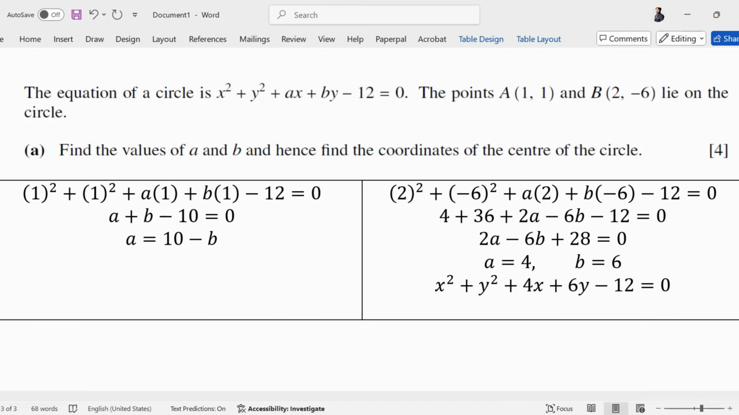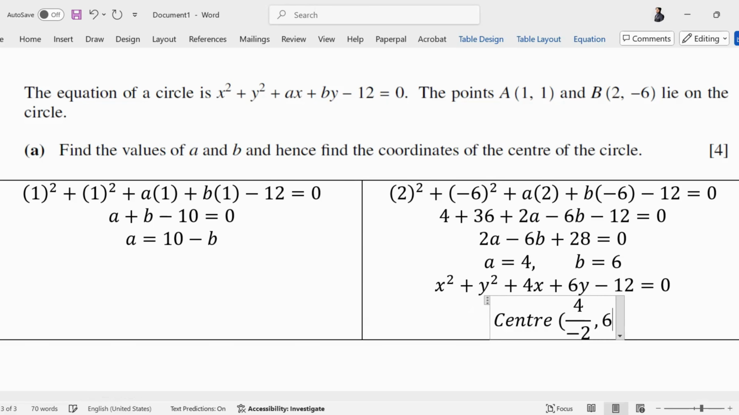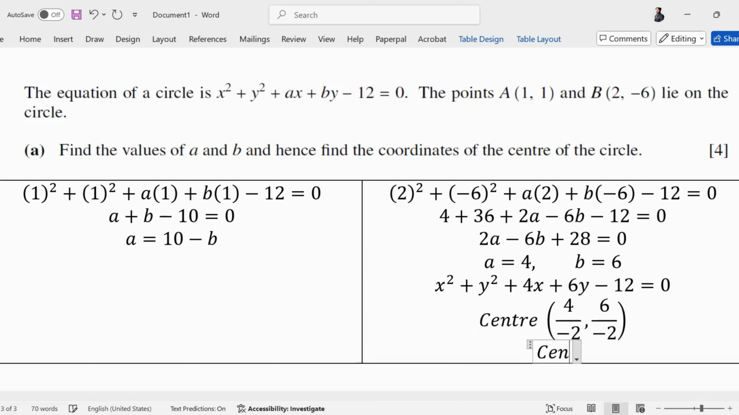If it is in expanded form and you want to find the center, take the coefficient of x and divide by minus 2. Take the coefficient of y and divide it by minus 2. So you can easily get your center through this: 4 upon minus 2, comma 6 upon minus 2. This is the easiest way to get your center from the expanded form. And your center is (minus 2, minus 3).